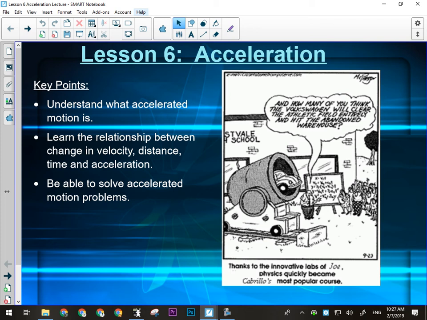Okay, we need to learn the relationship between change in velocity, distance, time, and acceleration. So one formula you're familiar with and 4 that you aren't. Okay, by the time this is all done, we'll have 5 formulas involving accelerated motion for you to choose from for problem solving, and then obviously be able to solve problems using those formulas. And that's what we'll be looking at today.